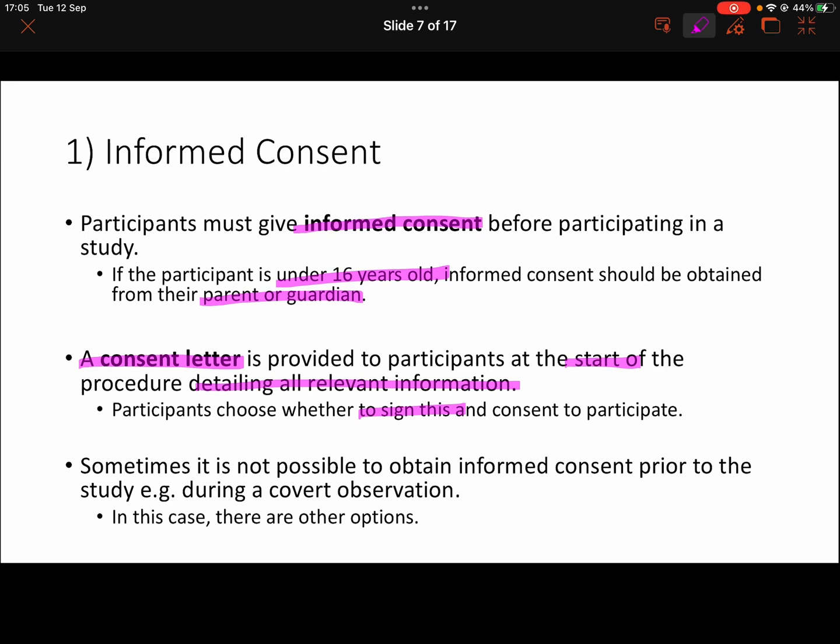Sometimes, as a researcher, it's not going to be possible to get informed consent prior to the start of a study. So, for example, if giving the aims of our study to our participants means that our data is going to be meaningless, our data is not going to be authentic, then there are other ways that we can go about this. We have other options. So we'll look at those other options a little bit later on in the video as well.